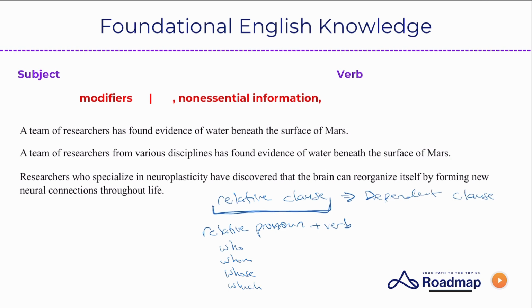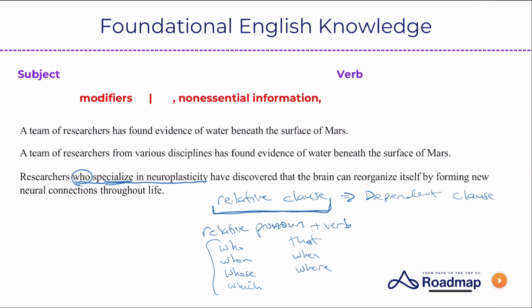Now, what a relative clause does in a sentence is it will always modify or describe the noun that came before it. Okay, so if we look at this example sentence here, it says, "Researchers who specialize in neuroplasticity have discovered that the brain can recognize itself by forming new neural connections throughout life." In this example, the relative clause begins with the relative pronoun who, right? And we have a verb in it, specialize. The relative clause begins with who and it ends at "who specialize in neuroplasticity," okay?